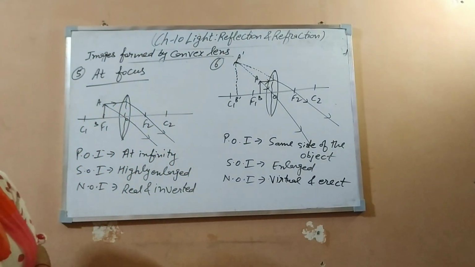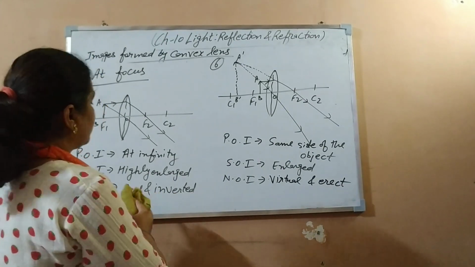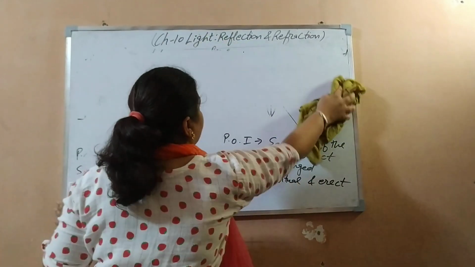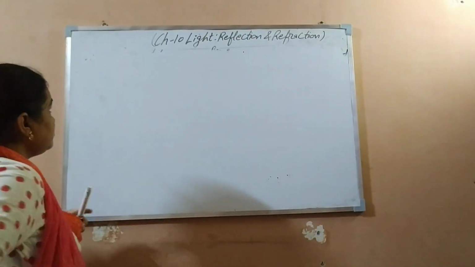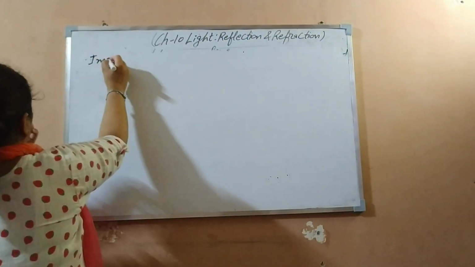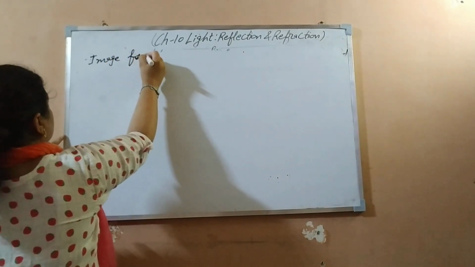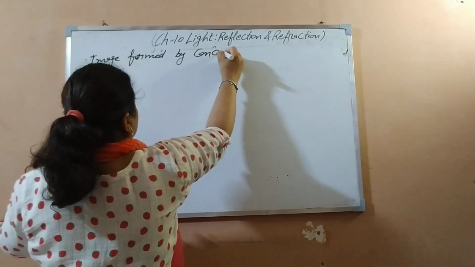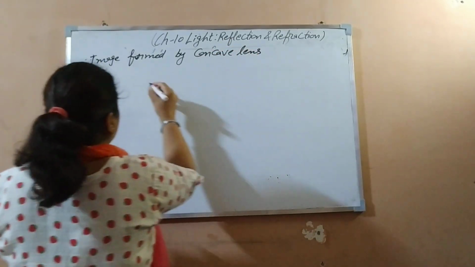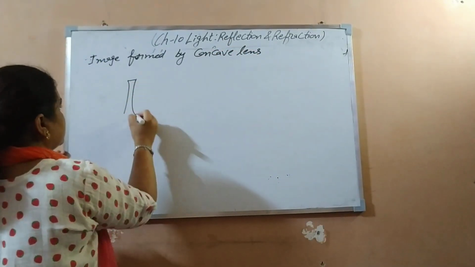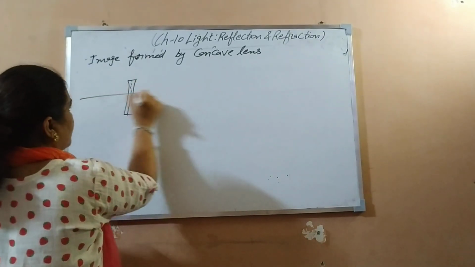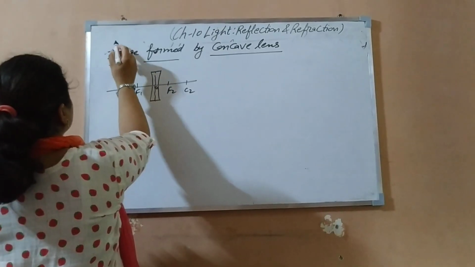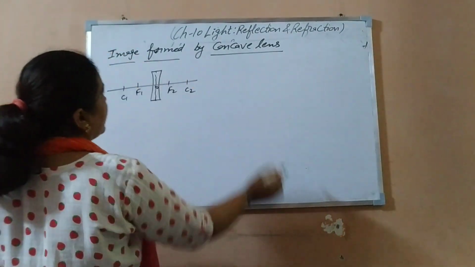Now let us do the cases for the image formed by a concave lens. Images formed by concave lens. First of all, we will make a concave lens. Optical center, F1, C1, F2. So, image formed by concave lens.